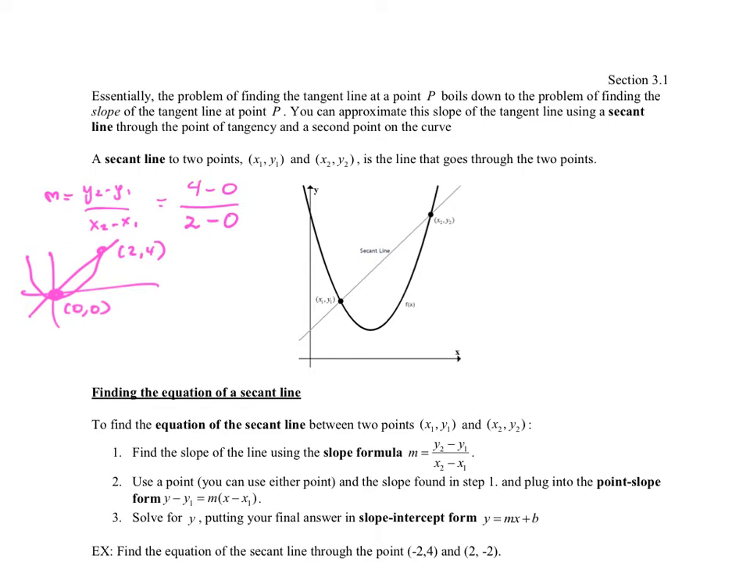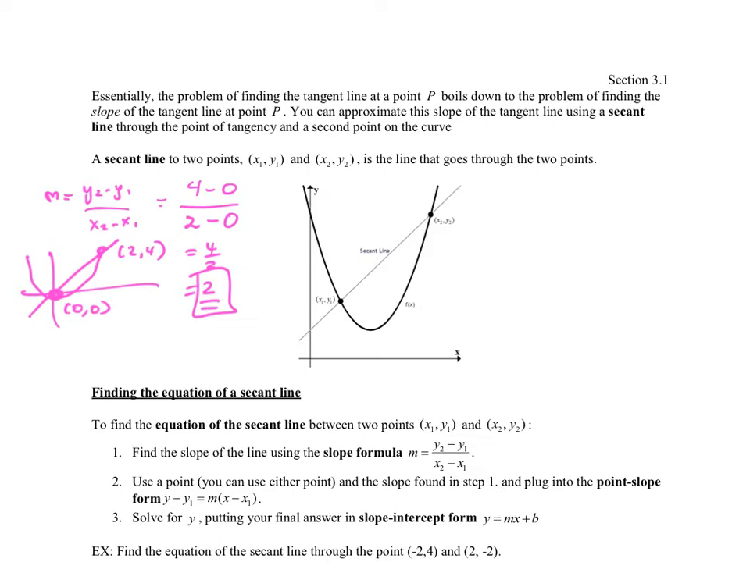And I want you to be careful. It doesn't matter which point you say is the first or the second, but it does matter that the corresponding x and y's are on top of each other. So if you notice, 4 is above 2 and 0 is above 0. That's what's important. The order doesn't matter. If we continue, we would have 4 over 2, which simplifies to 2. So the slope of the line between the points (0, 0) and (2, 4) is 2.